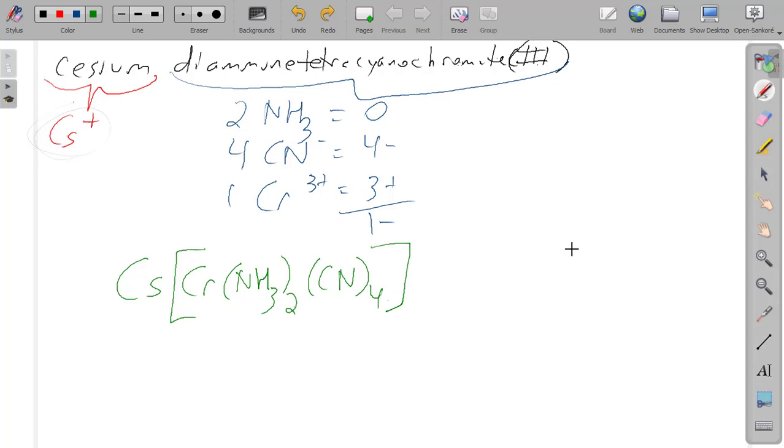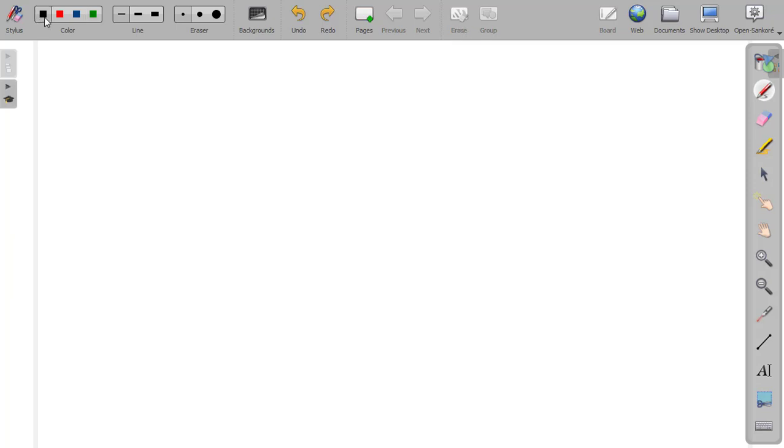And there's no anion because we had a cation. So the correct formula for cesium diamine tetracyanochromate 3 is going to be this formula here. And so there, of course, is practice out there for you to do. There are supplementals in Blackboard for this topic, both to go from name to formula and formula to name. You'll have both of those to practice with.